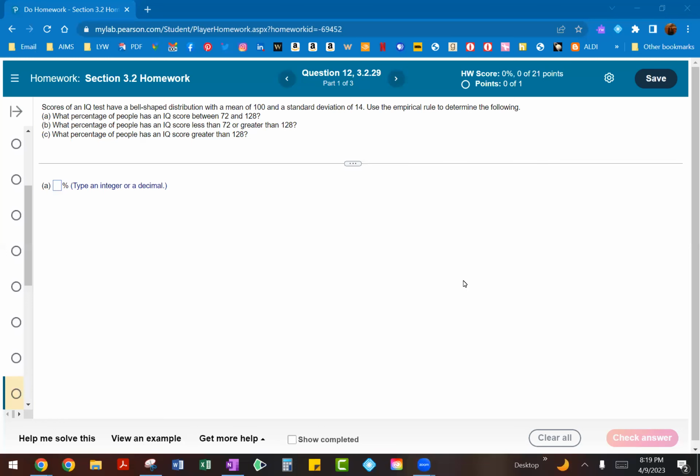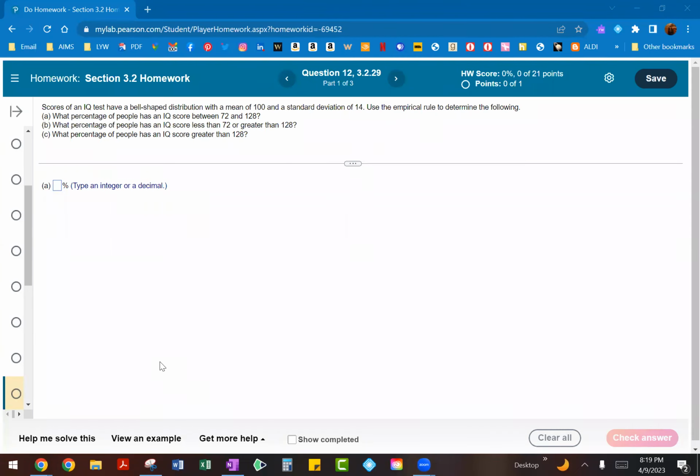Alrighty, let's take a look at a similar example over here. This is question number 12 in the section 3.2 homework, or problem number 3.2.29. They're telling you scores of an IQ test have a bell-shaped distribution with a mean of 100 and a standard deviation of 14, and they want us to use the empirical rule to determine the following. What percentage of people have an IQ between 72 and 128?